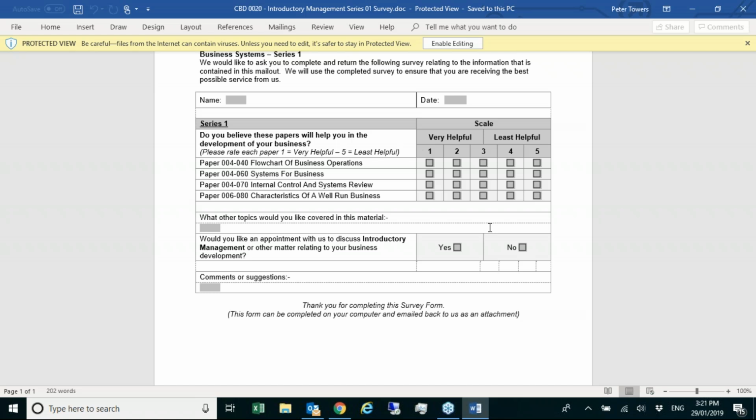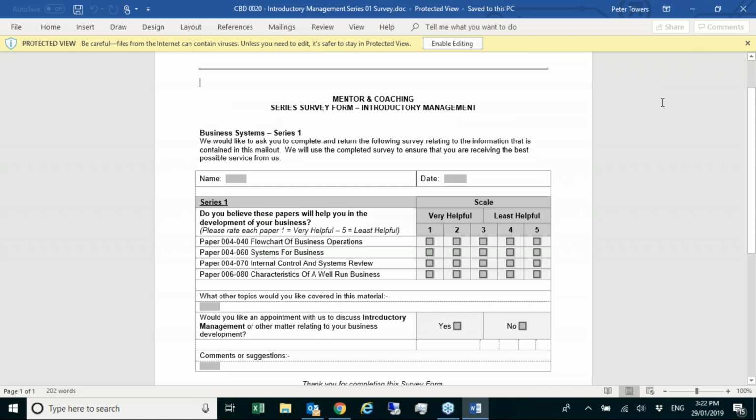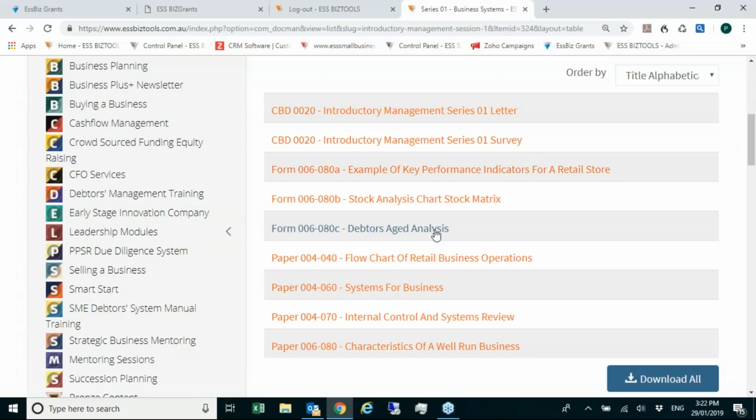What our suggestion is, when people have completed the reading of these, that you try to get that feedback and find out if they want to talk to you about a particular issue. So that's basically what the mentoring and coaching modules are about.